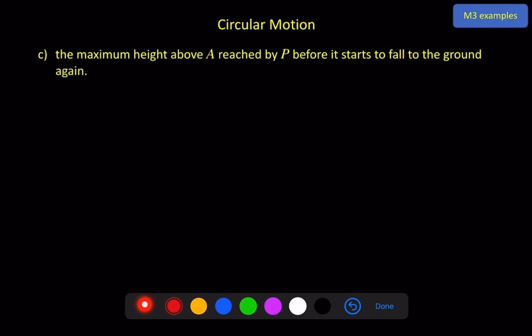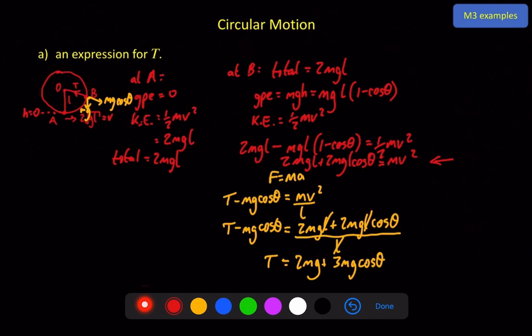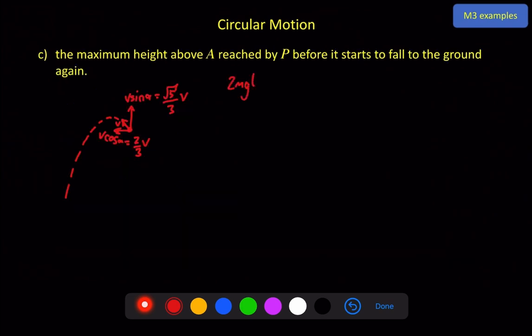So writing down the things we know. We're going to start here, it's moving this way. We've got V going this way, but we know that this is V sine alpha, which I just said is root 5 over 3 of V. V going this way is V cos alpha, which is 2/3 of V. So we've got our velocity split into its components, but we also know what V is. If we go back to the expression over here, we can work out V because we know cos theta, so that's 2mgl plus 2mgl cos theta equals mv squared. Cancel those.